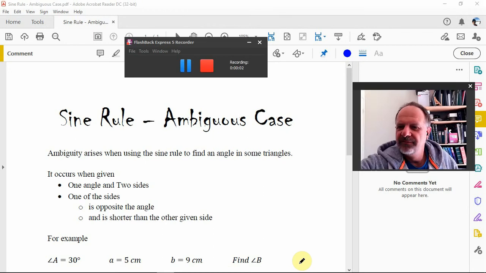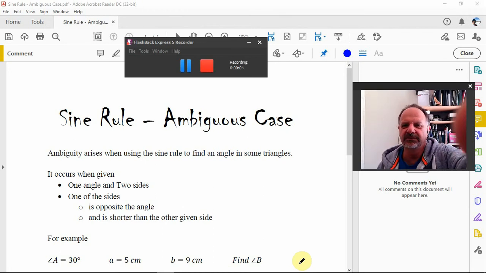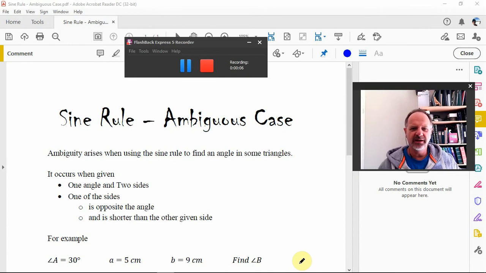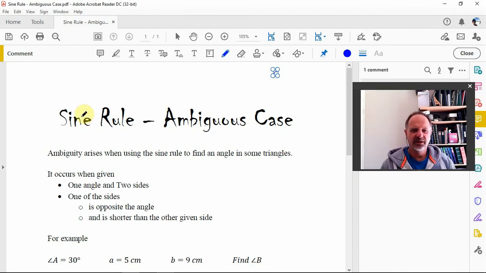Okay, in this video today we're looking at the Sine Rule. In particular, we're looking at the ambiguous case. How do we know when it's an ambiguous case?